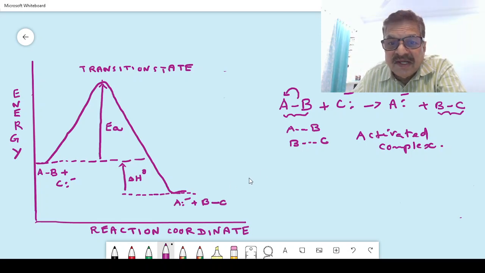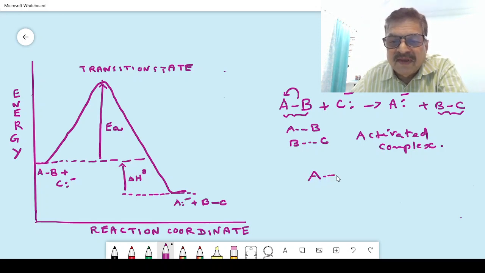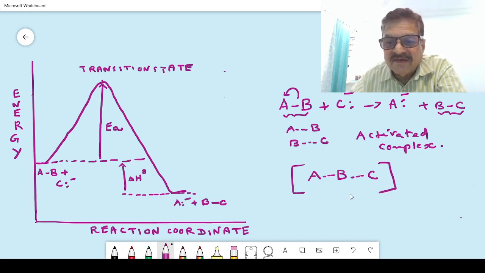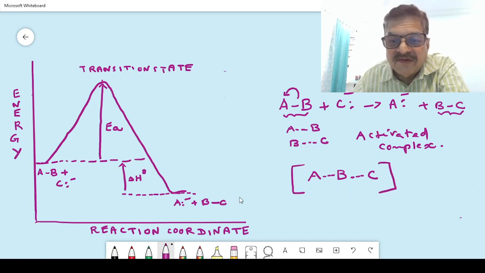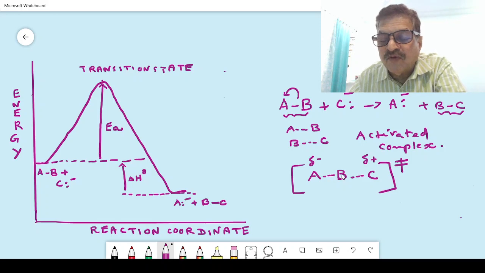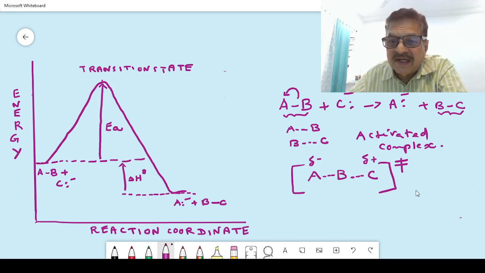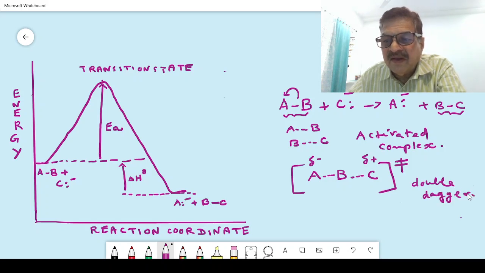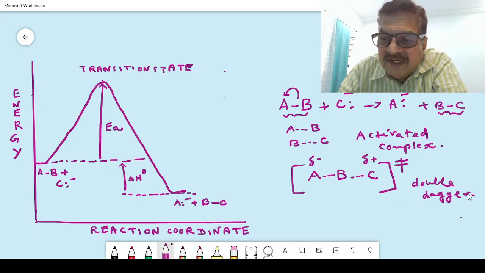Now, the transition states are usually represented in this fashion. That is, the AB bond is partially broken, and the BC bond is partially formed. This is the way transition states are represented: we use dashed lines, and there will be a partial negative charge and a partial positive charge, with a superscript double dagger. This is the usual representation of a transition state, a rough representation.